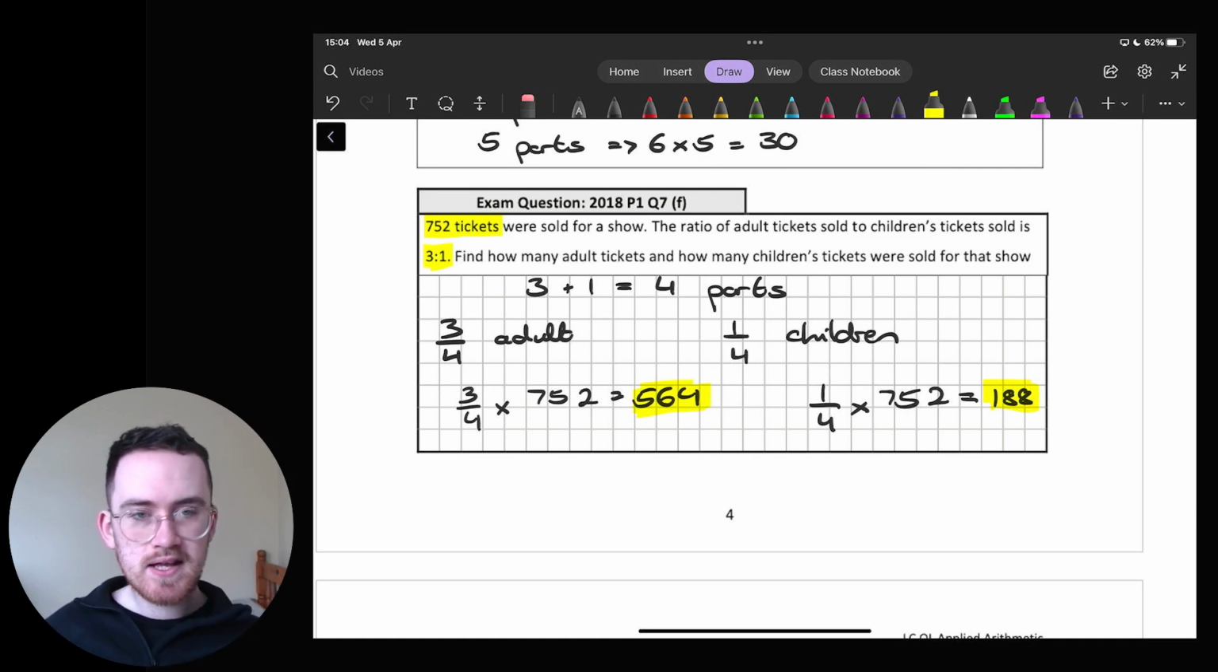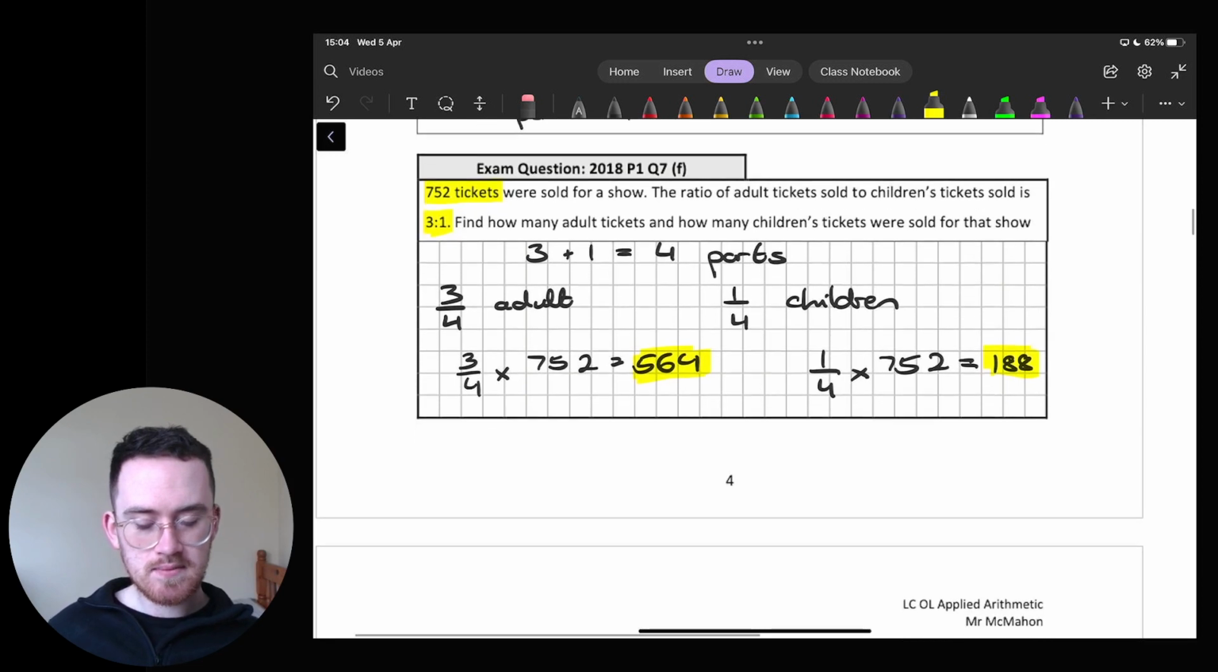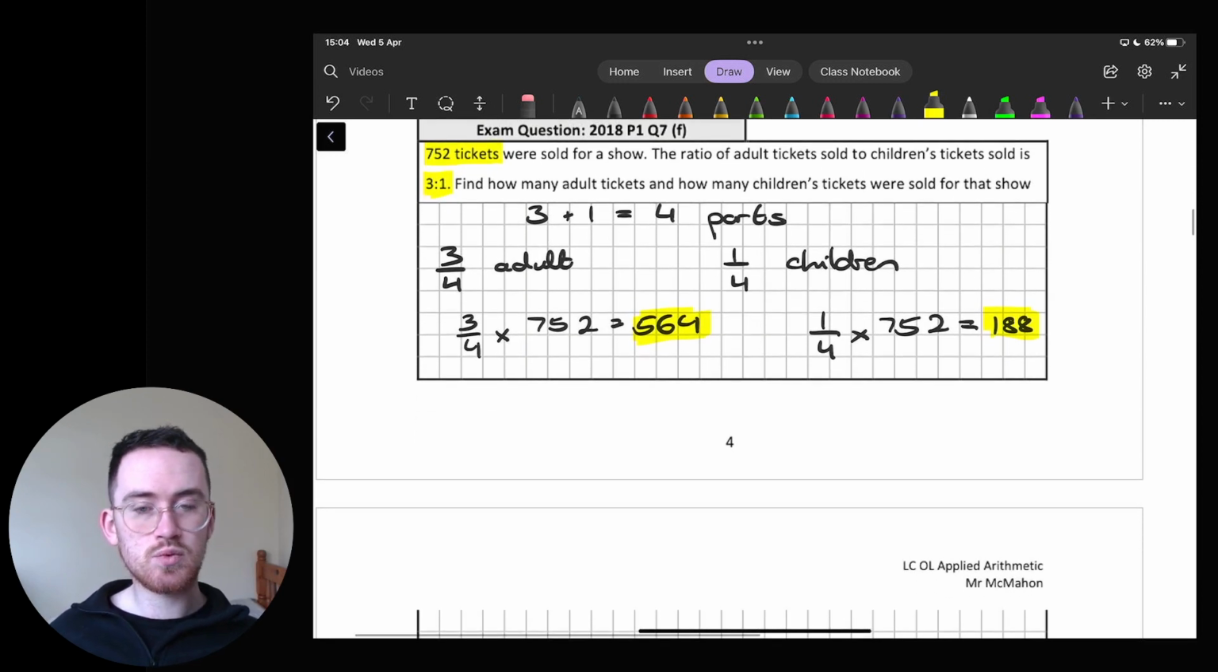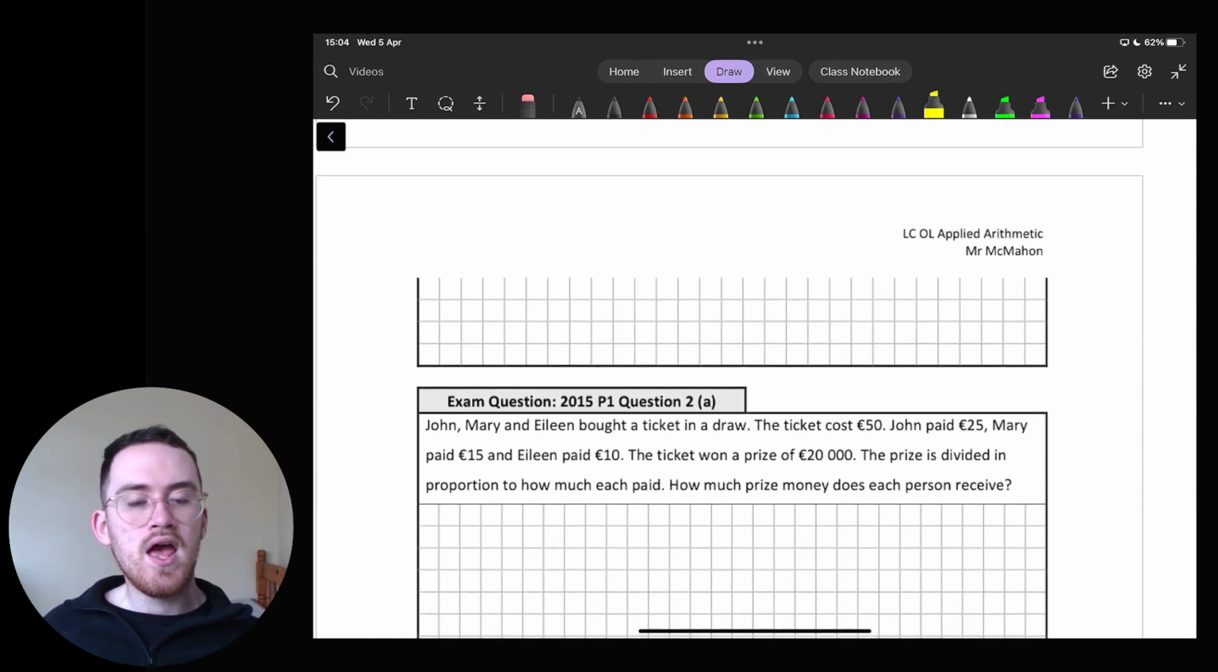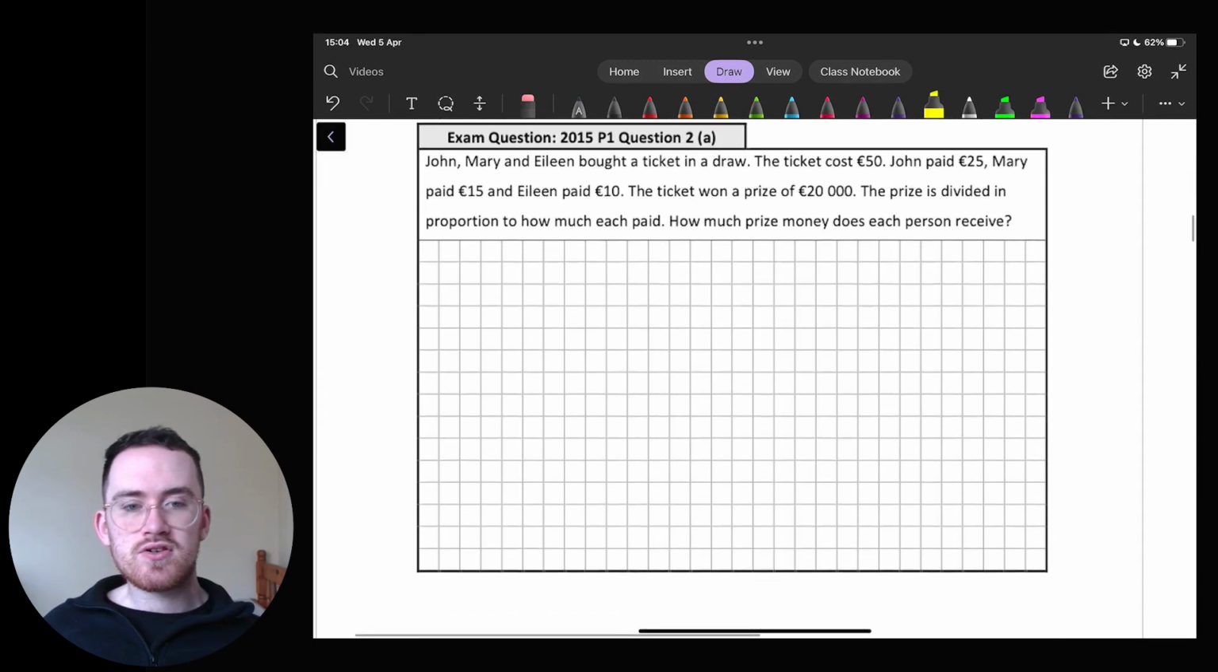And you get the same answer either way. Okay, you get the same answer either way. If we did the same with this one, we would have to find the value of 1 part first, and then use that to find the value of 3 parts, the value of however many parts we're looking for. Looking at another example, then another exam question.